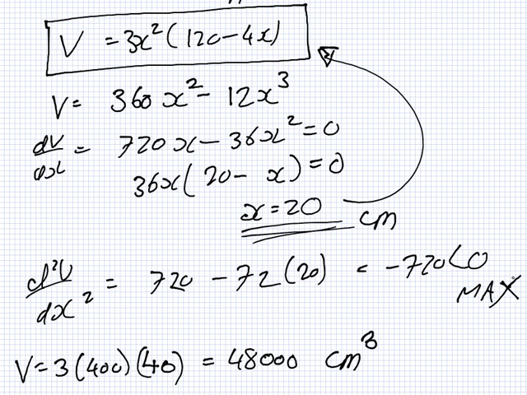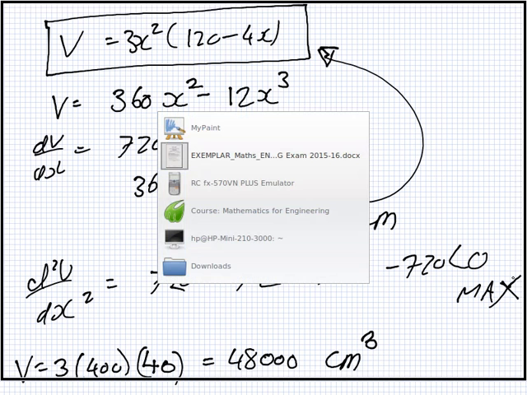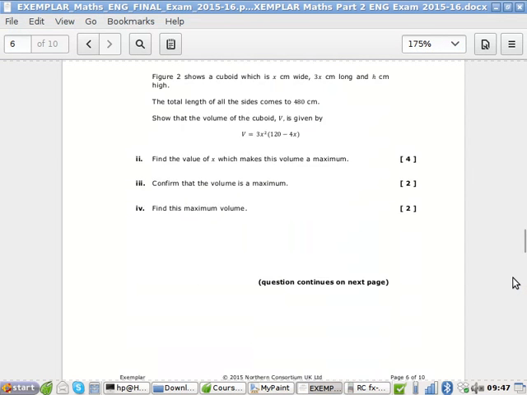Did everybody make the second derivative equal to 0? First derivative always. Second derivative is just for checking if it's a max or a min. Okay. Let's have a look at the b part now. Can you take back?